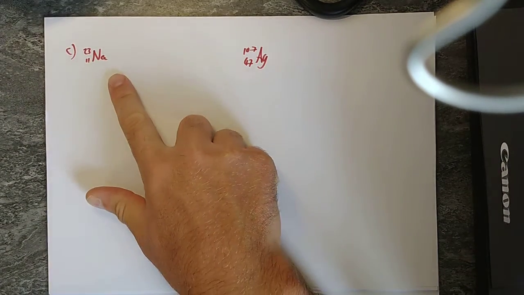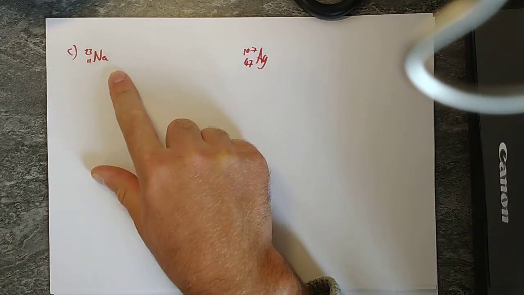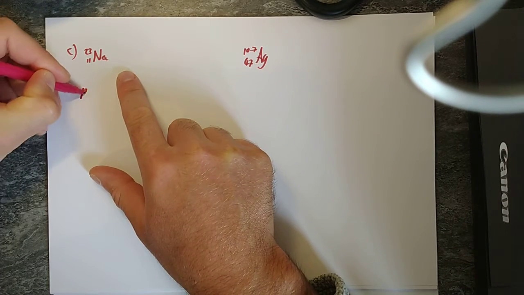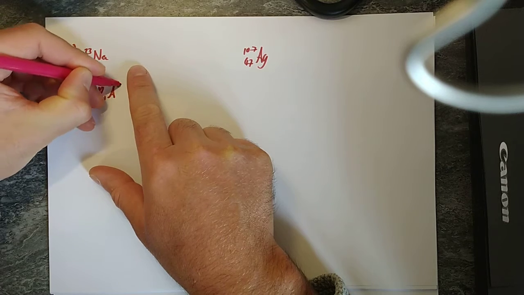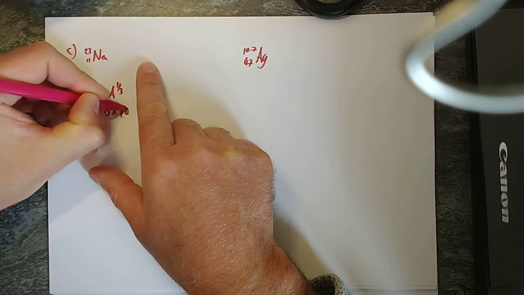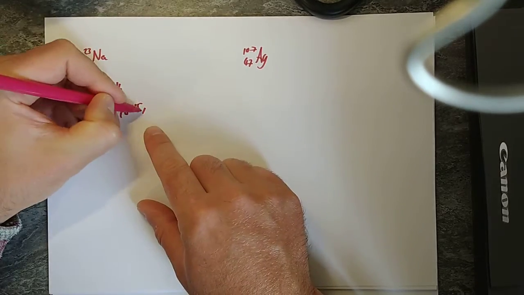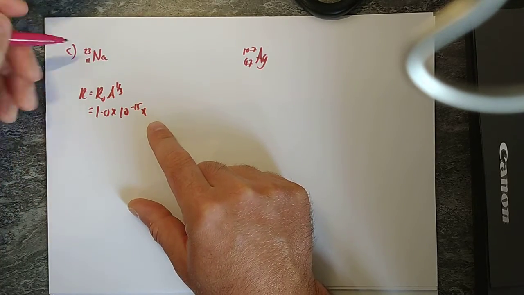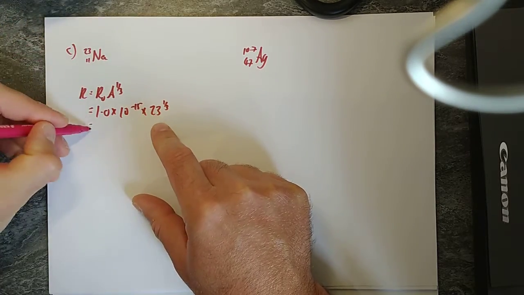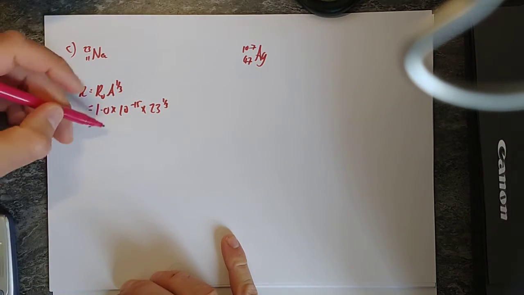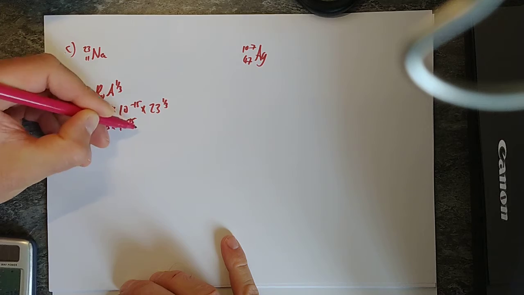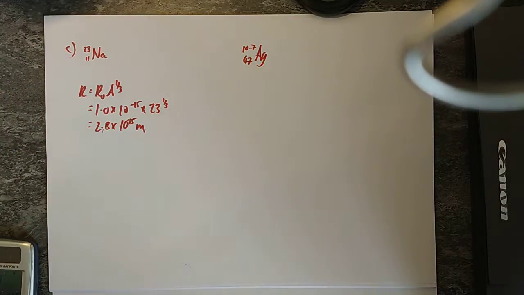Part C asks us to calculate the radii of these different nuclei. The first one being sodium here. So we go R equals R naught A to the power of a third. R naught is what we calculated from the graph, which is 1.0 times 10 to the minus 15, multiplied by A. Now A is the nucleon number. The number of nucleons is 23 in sodium, to the power of a third. And you should get 2.8 times 10 to the minus 15 meters.